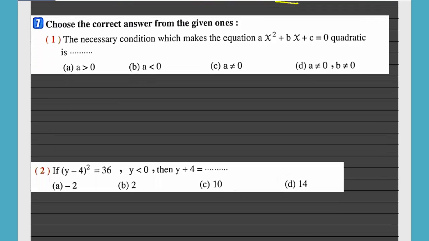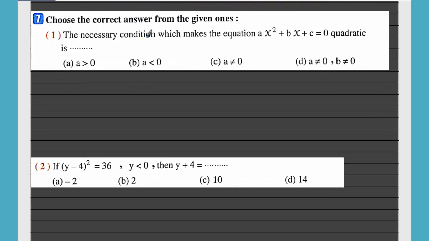Next question here. Choose the correct answer from the given ones. Here, the necessary condition which makes the equation ax squared plus bx plus c equals 0 quadratic is... A quadratic equation like what? Like x squared plus 2x plus 4 equals 0, for example. It's a quadratic equation. Here the coefficient equals 1.